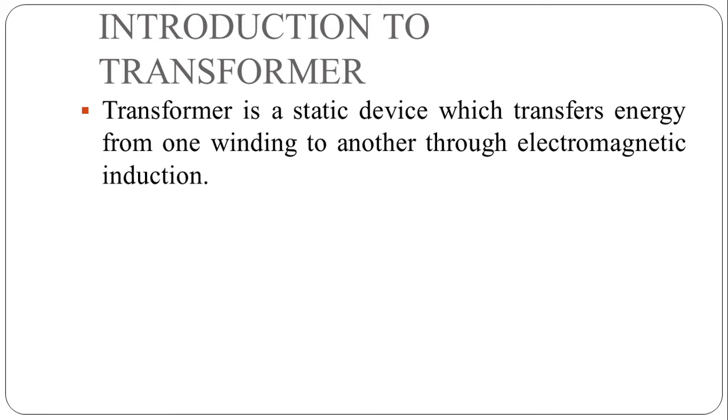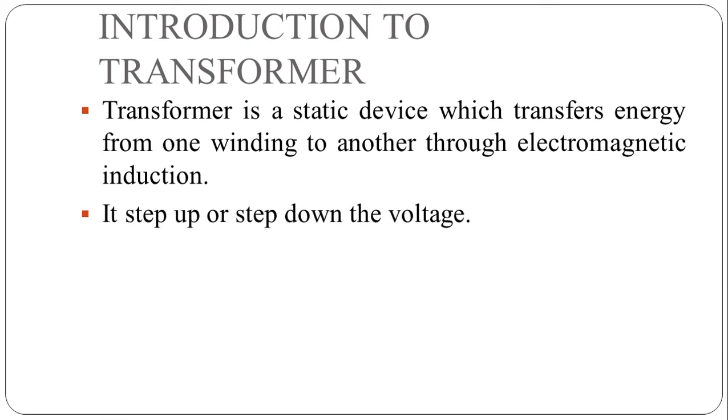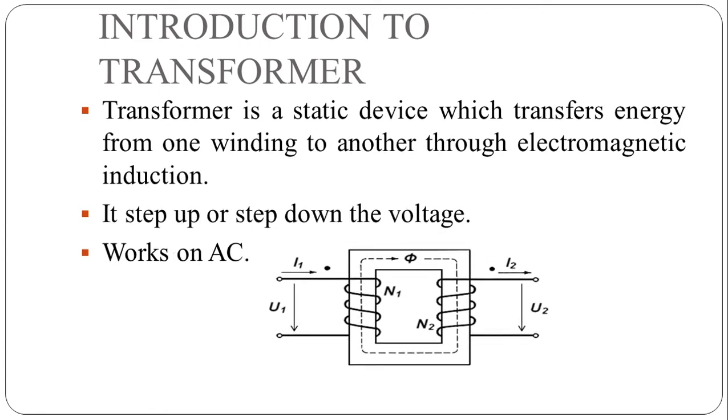So we can define transformer as a static device which transfers energy from one winding to another using the principle of electromagnetic induction. Its primary function is to step up or step down the voltage. It works on AC. See, this is the diagram of transformer. Here primary winding has turns N1 and secondary winding has turns N2, and both the windings are linked using a magnetic core.